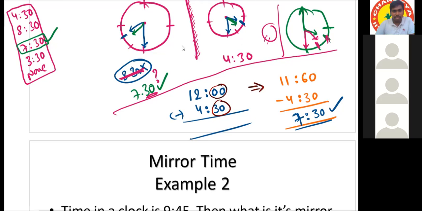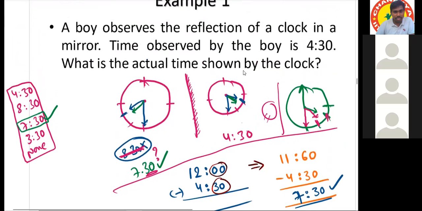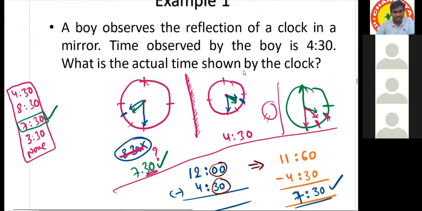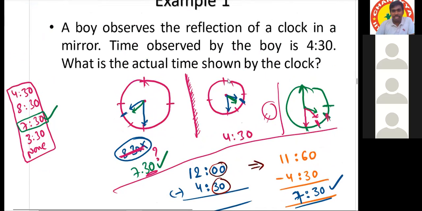Here we are discussing mirror time, okay? Your doubt is related to that one? Any time is given, suppose here 4:30, we can draw the diagram, that is okay. But if the time is given like 4:22, 4:23, 4:29 or 4:32, then we cannot draw the diagram accurately. Yes or no? All of you, are you there? Yes, sir. Only one or two are responding.